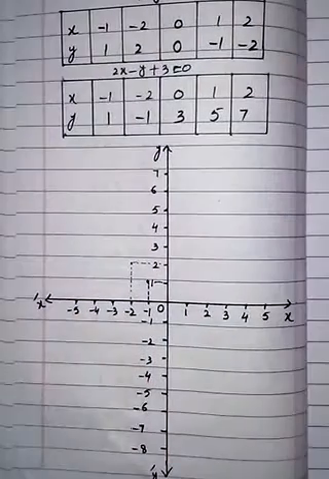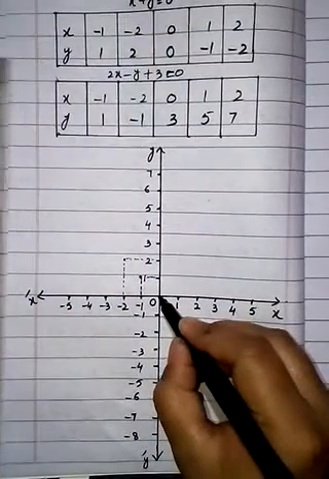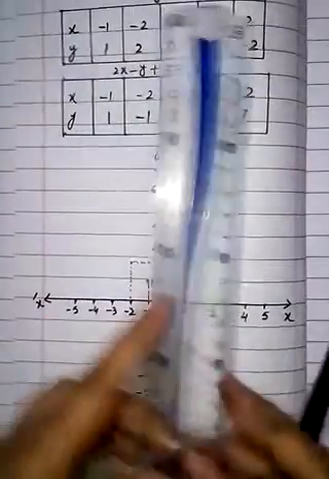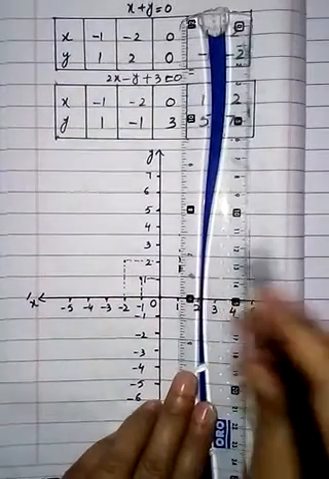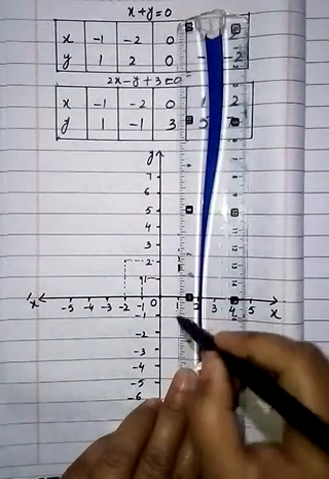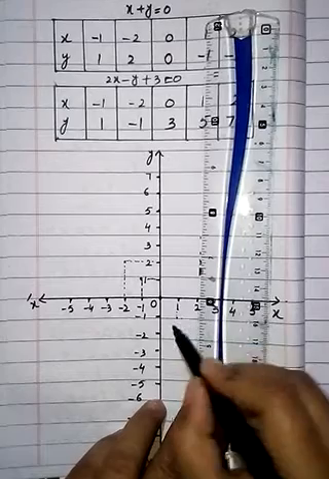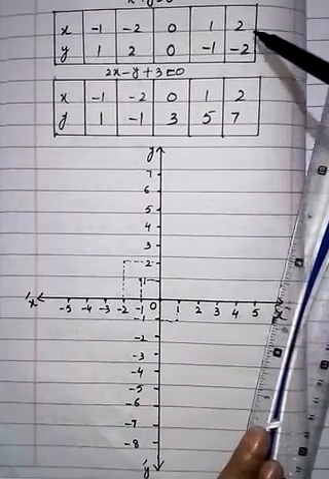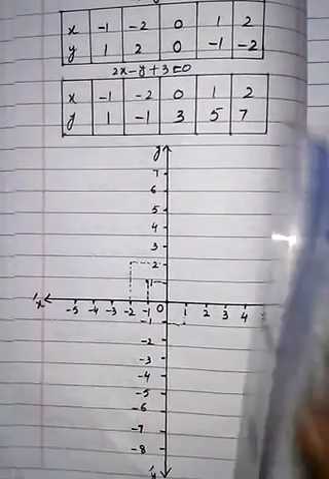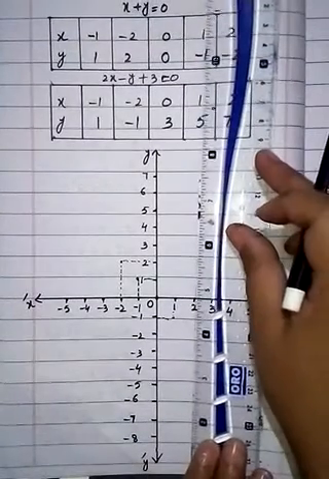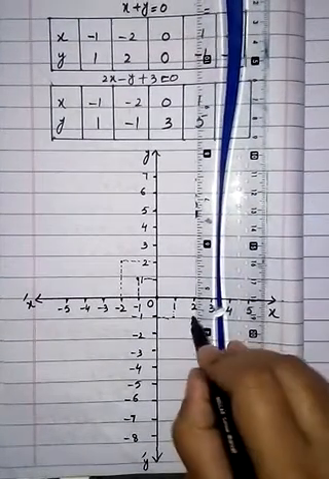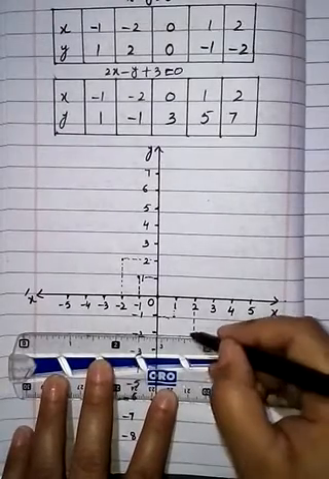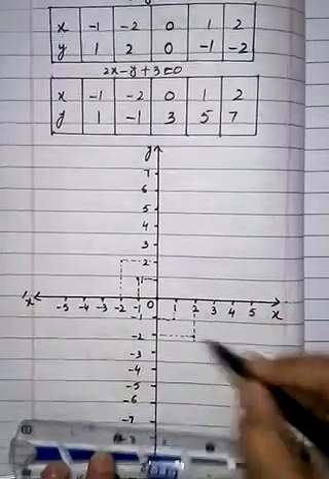Now next is x 0 and y is also 0. This is the third point. Now next is x 1 and y is minus 1. So this is x 1 and y is minus 1. So you have to get this point. Now this is the fourth point. Next is x 2 and y minus 2. So x 2 here, you have to extend line from x 2 to minus 2. Now both meet at this point.